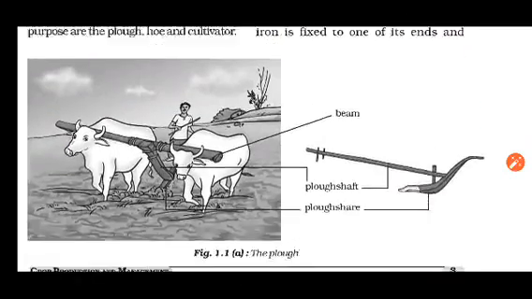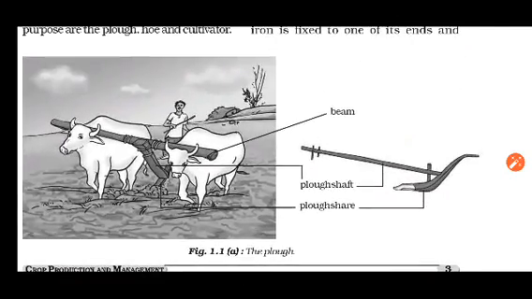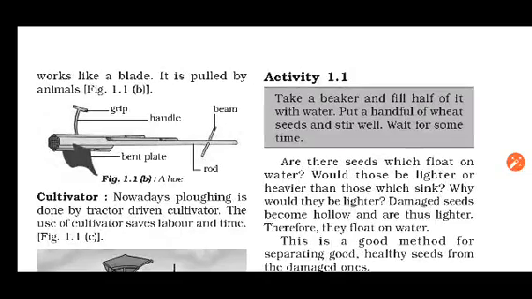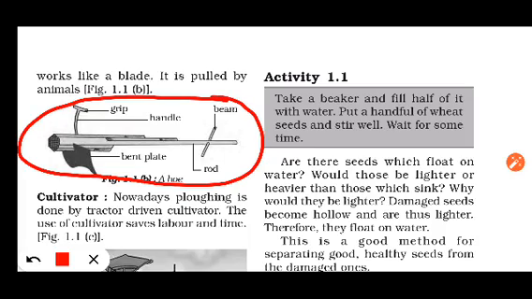If I show you the figure, everything will be clear to you. Now you can easily identify this structure. This is a hoe, and this bent plate works like a blade. ये ब्लेड की तरह काम करती है. And this hoe is pulled by animals, or by tractors also. Now the third very important part is cultivator.